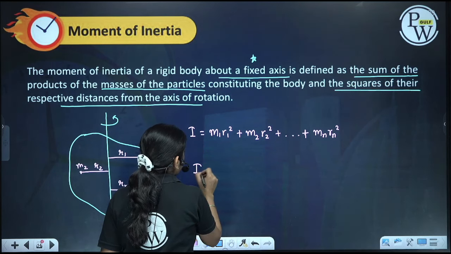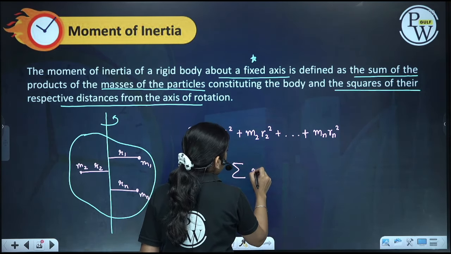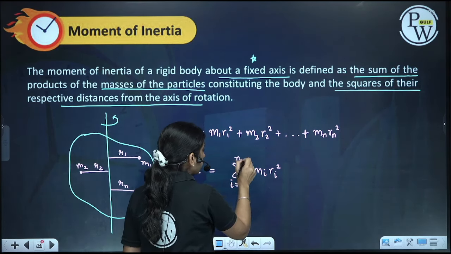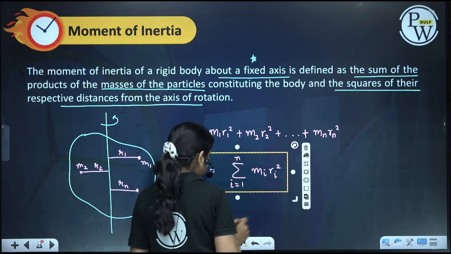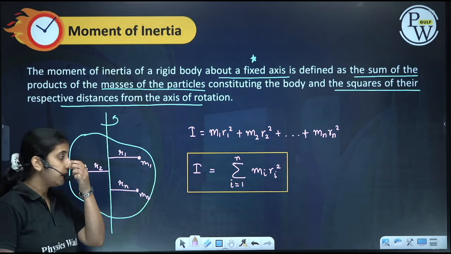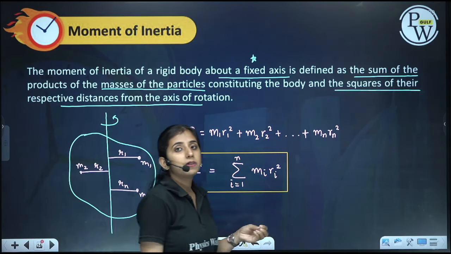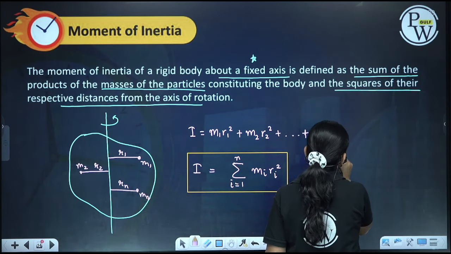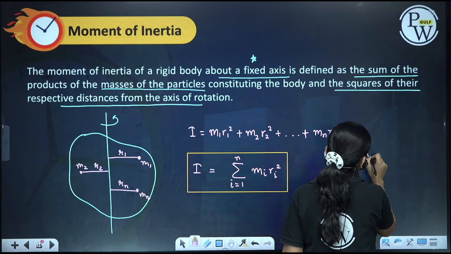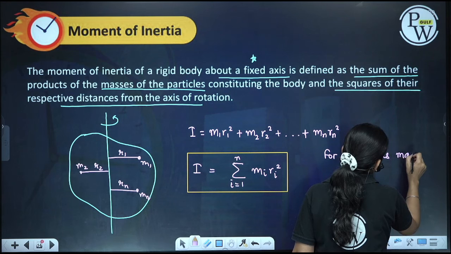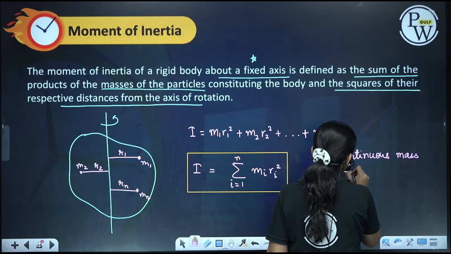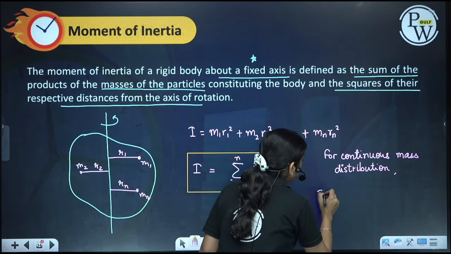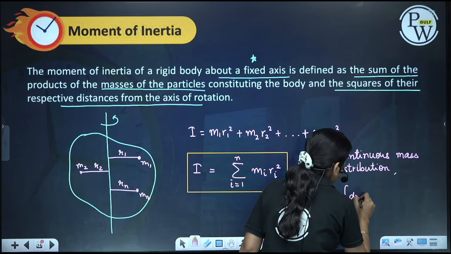Okay, so if you want to write it in the form of summation, we can write it as the sum of mi ri square, where i goes from 1 to n. This is how we define moment of inertia. Okay, this is for a discrete mass system. For a continuous mass system, we will consider a small mass dm. Okay, so for a continuous mass distribution, I will be the integral of dm into r square.